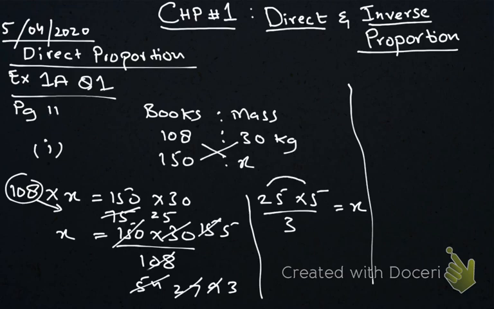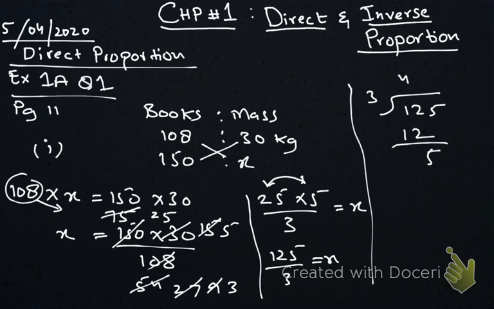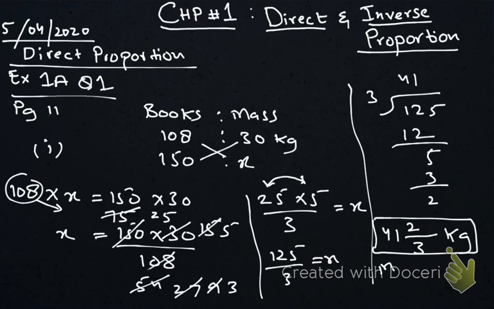25 into 5 becomes 125 over 3. So 125 divided by 3 will be 41 whole 2 upon 3 kg. This is the mass of 150 books.